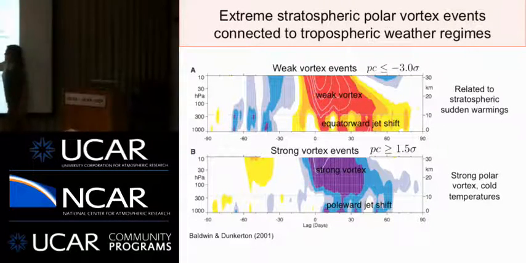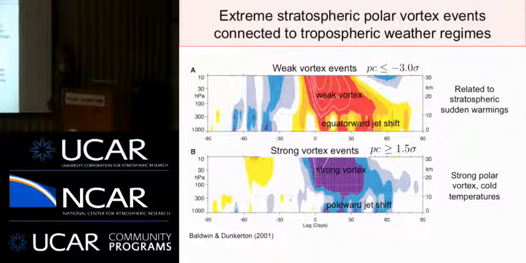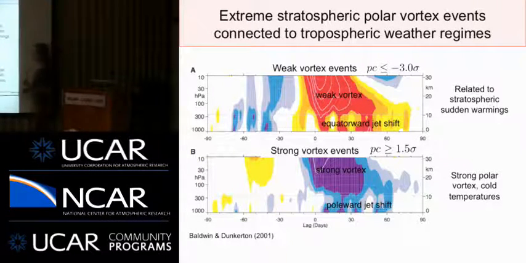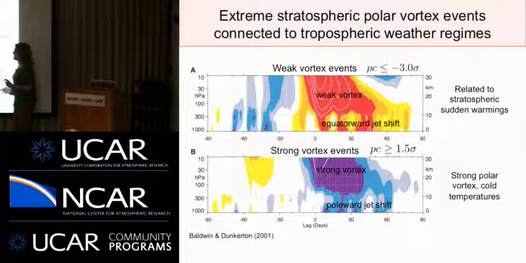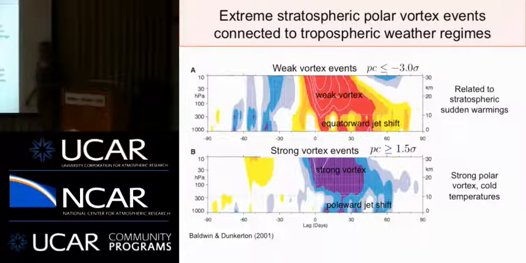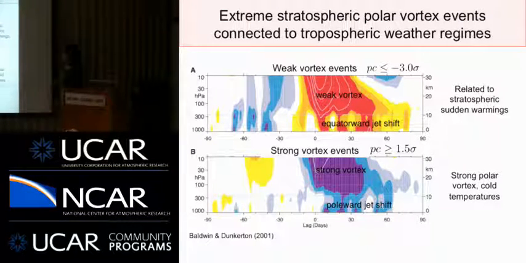Now, if you go to the other side of the distribution, for the strong vortex events, you see very similar behavior, but of course of the opposite sign. So a strong vortex event is coupled to a poleward jet shift. And just note the differences in the extreme values here, but there's certainly the same type of behavior. So we've got weak vortex events, which are very much related to stratospheric sudden warmings, which some of you may have heard of, where the temperature increases by the order of 50 Kelvin on a very short time scale, and the wind reverses from eastward to westward. And then strong polar vortex, which is associated with cold conditions and typically also ozone loss.